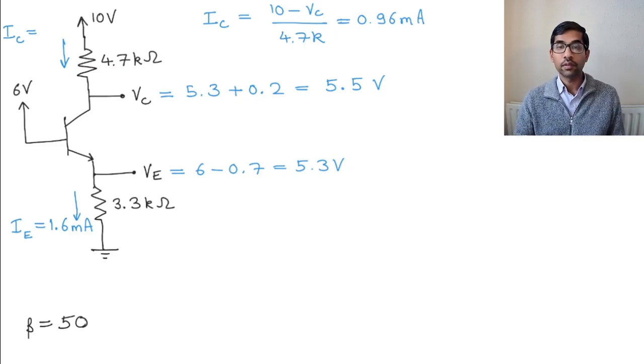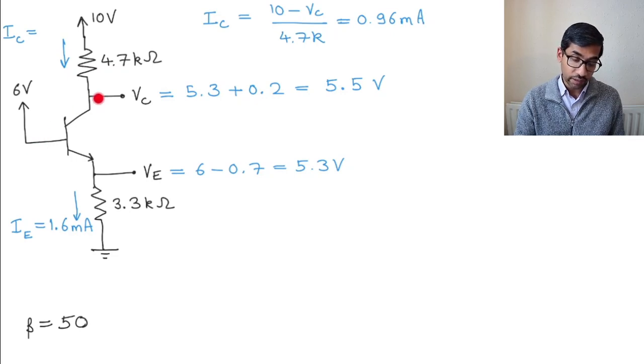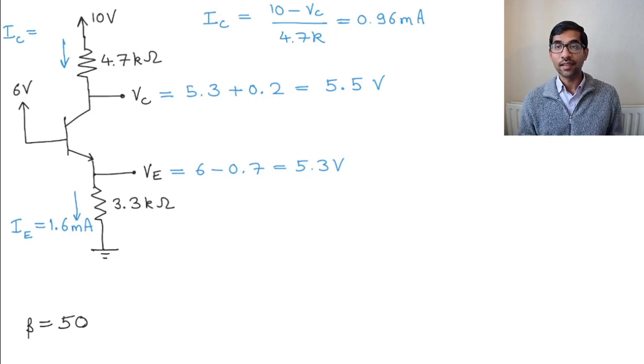Now if you want, you can check whether this transistor is actually in saturation mode. So this is 6 volts, this is 5.5 volts, so the drop is around 0.5 volts, which makes sense. The base collector junction is forward biased, and similarly the base emitter junction is also forward biased. So this solution seems to be right, and the transistor is in saturation mode.